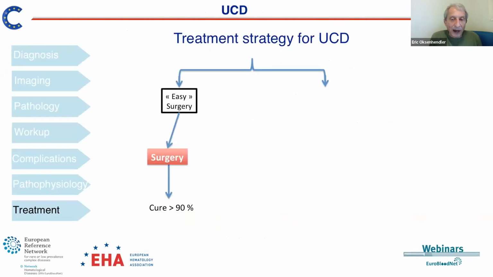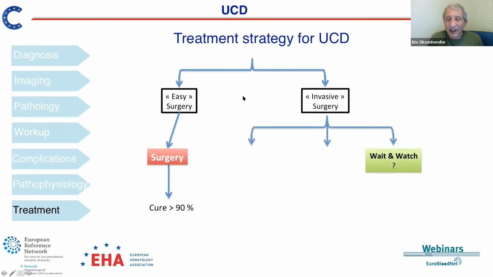Now, the final point is treatment strategy for UCD. So as you have guessed, the best treatment is surgery. And when the surgery appears to be easy for the surgeon, go straight forward to the surgery and you will get cure in more than 90% of the patients. But still, it appears that only around 70% of the patients can go straight forward to surgery. In other cases, the surgery is not so easy or described as possibly invasive by the surgeon.